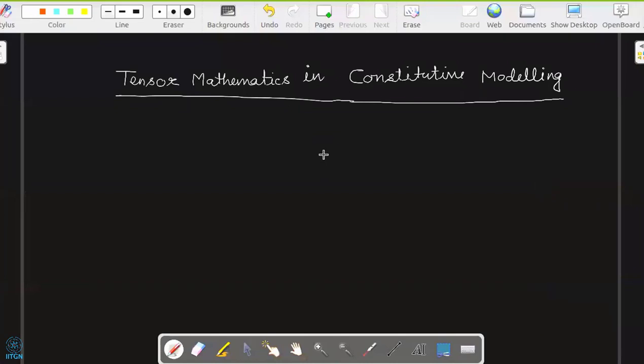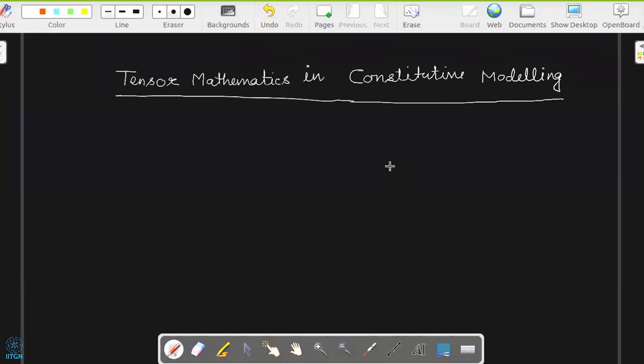Sure. So now I'm going to start the discussion. I'm sharing the screen, and Amit, you can unmute yourself so that you can tell me whether you are able to see the screen or not. Okay, sir. So this is the tensor mathematics blackboard. Yes, yes. Okay. I think so.